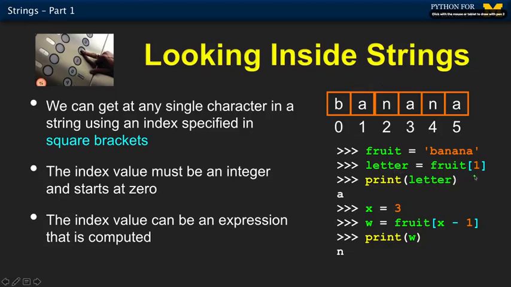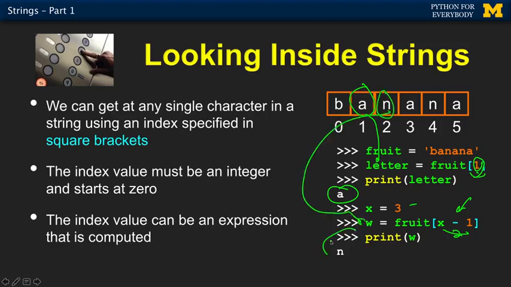So fruit sub 1, that means the character in position 1. So A ends up in letter, and so we indeed can verify that. This thing inside of the brackets can be an expression. It can be a variable. It can be anything you want. There's a constant. Here's an expression. X is 3. X minus 1, that becomes 2. So fruit sub 2 comes down here to X, and we see the N that comes out of that. So that's the index operator. We pronounce it as sub, fruit sub X minus 1 is how I pronounce that last little bit.